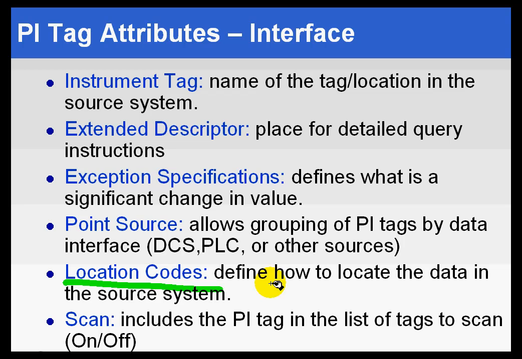I mean, you wouldn't believe how many different ways these DCS vendors and PLC vendors and SCADA system vendors, paper machine vendors, IT resource vendors, you wouldn't believe how many different ways they can represent data within a system. So we have a variety of ways of getting at that using location codes and things like extended descriptor. So let's take a look.